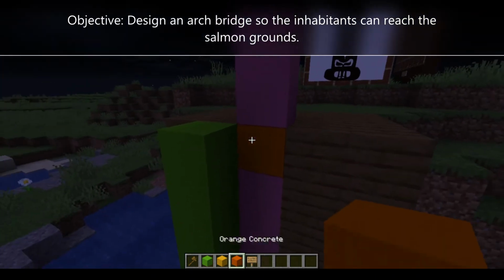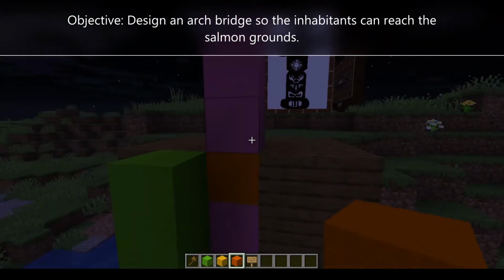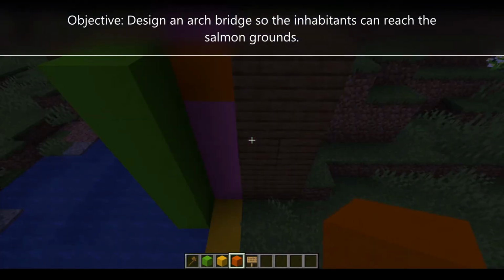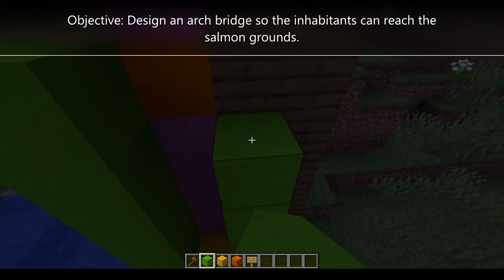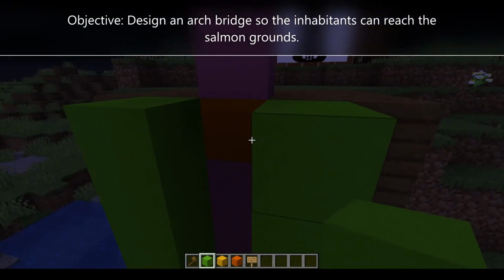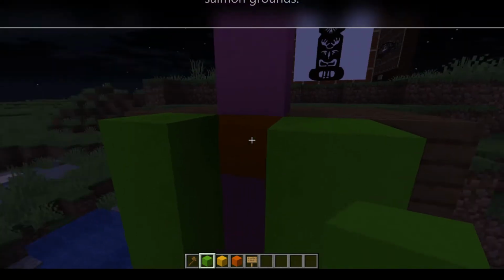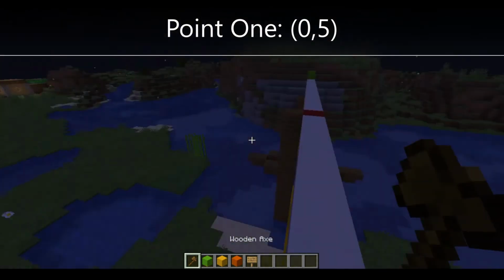This orange dot over here is going to be where our bridge starts. As you can see, it's on the y-axis, so the x value is 0. Let's count the y value. 1, 2, 3, 4, 5. It's 5 units above the water line, so our first point is going to have a y value of 5, so it's (0, 5).